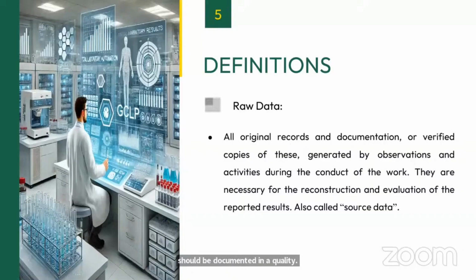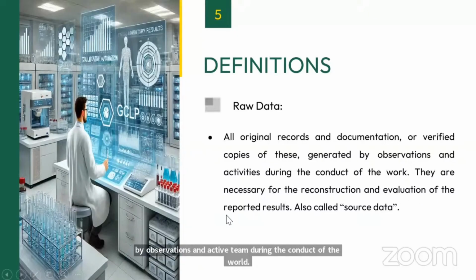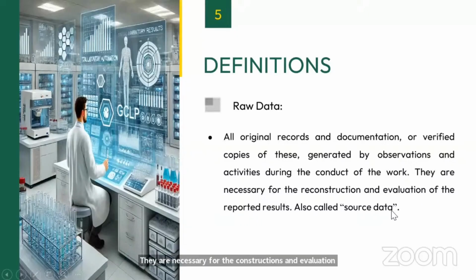Next part is the raw data. So what is in the raw data? All original records, documentations, or verified copies of these generated by observations and activities during the conduct of the work. They are necessary for the reconstruction and evaluation of the reported results, and also called source data. Now, raw data means when you are performing any examination and you are giving the result. So, you have collected a patient sample, you have prepared the sample, you have performed the examination test, you got the result, you have evaluated it, you have reviewed the result, and you have reported. So what goes to the patient finally? A paper where the results are reported.